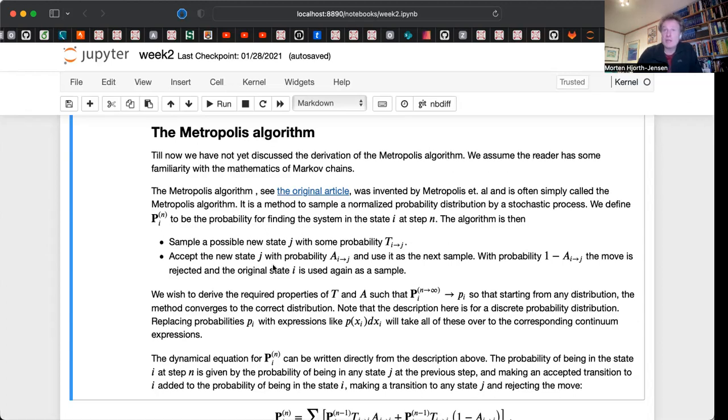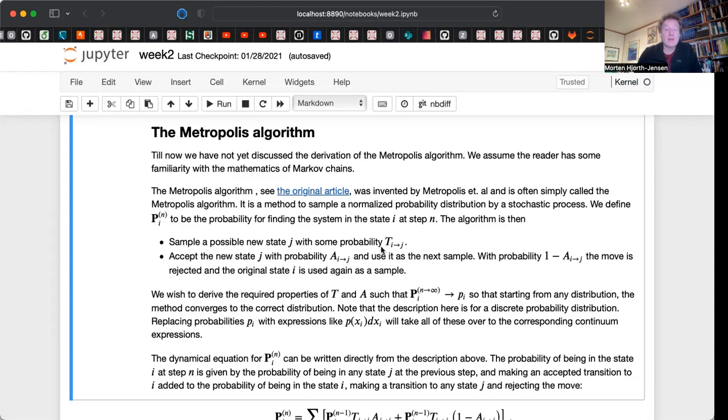And then you accept a new state with a probability A_ij. So this is normally something we would call the acceptance probability. And then we use this as an example. With a probability 1 minus this A_ij, the move is rejected, because I have only two possibilities. So this is a binary system. I reject the move or I accept the move.